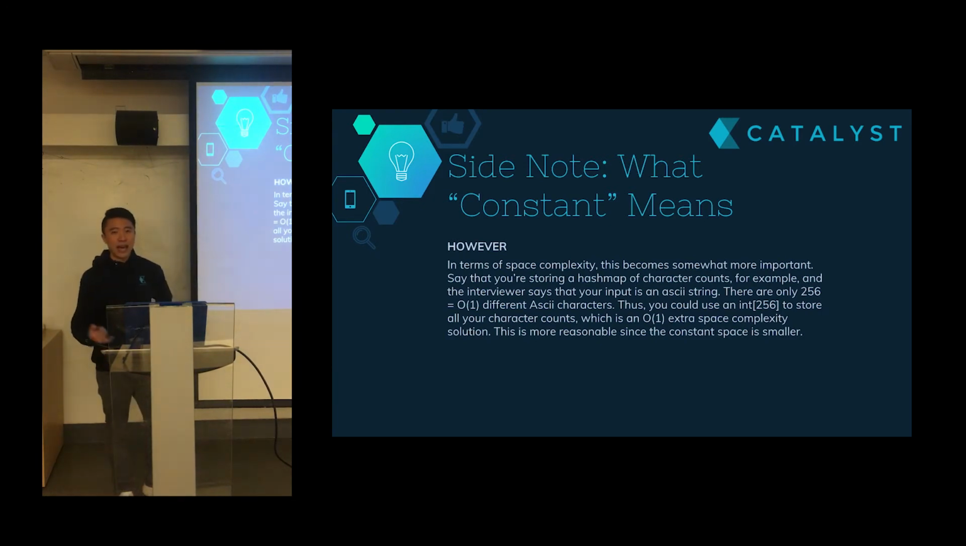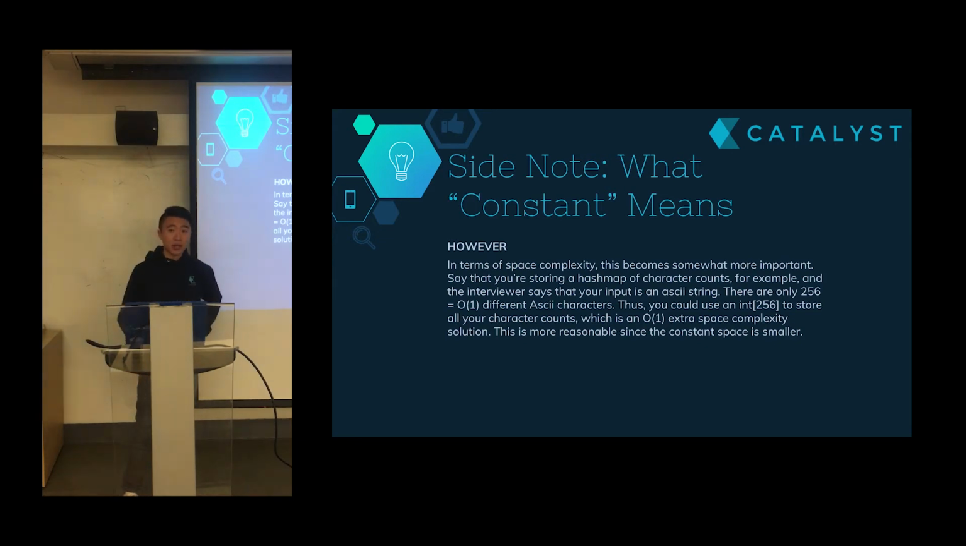For example, say that you're storing a hash map of how many times each character shows up in a string, and your interviewer says that your input is an ASCII string. So there's only 256 different ASCII characters. That means you could use an int array, 256 long, where every element references how many times that character showed up, and that's just O of 1 extra space complexity. So when it comes to space complexity, think a lot more about what constant really means.